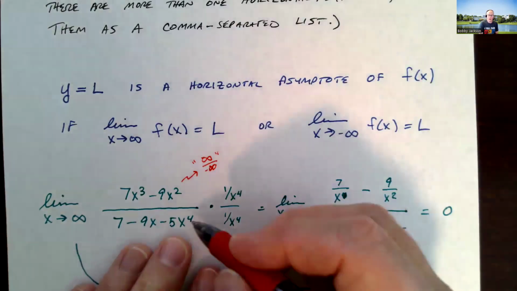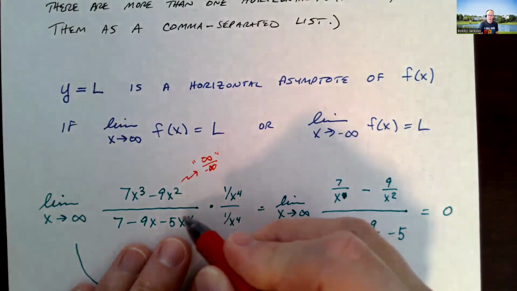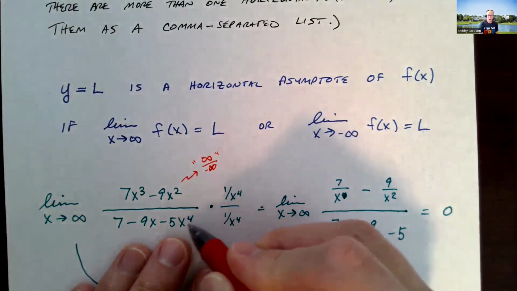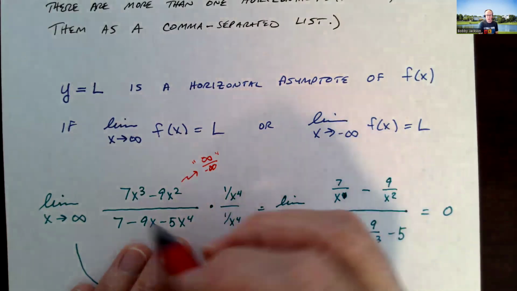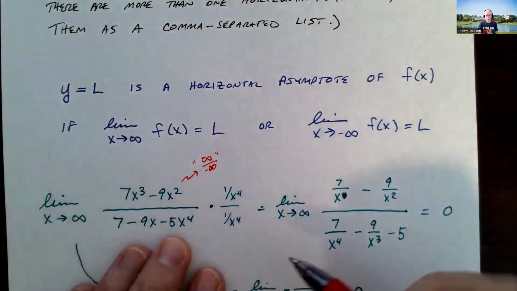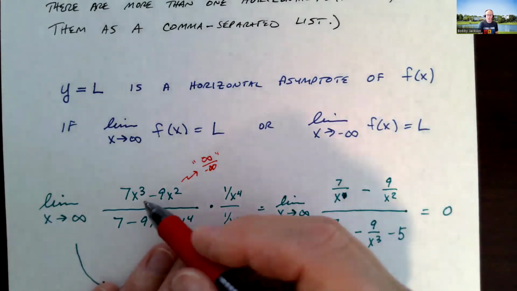Well, remember, we talked about one way: look at the highest degree power of x in the denominator. That's x to the fourth. What I'm going to do is divide both numerator and denominator by x to the fourth. We can do that because x is going to infinity, so we would never be dividing by zero. And then I'm just going to divide, right?